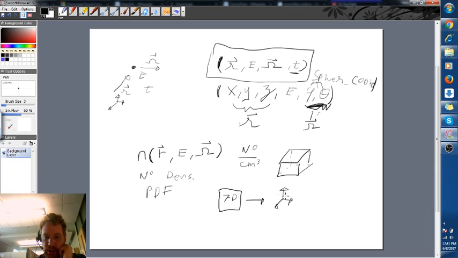So this N is the map. This N tells you where a neutron is in terms of its energy, its position, and optionally where it is in time. So that's the neutron density function.